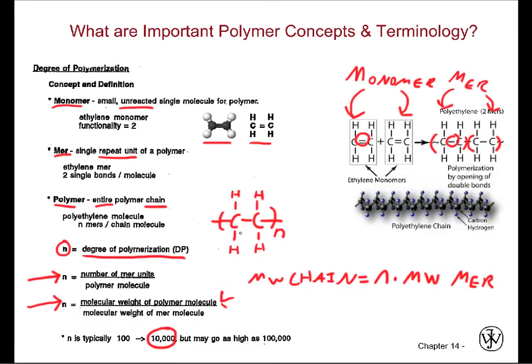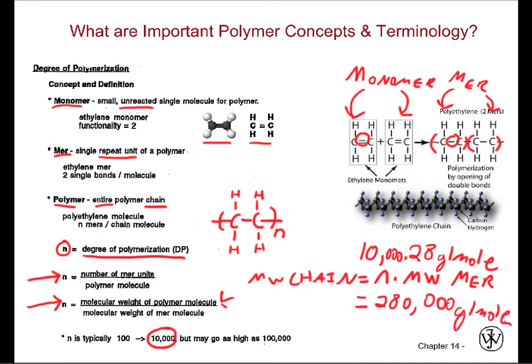So carbon is 12, so we got 12, 12, and then hydrogen is 1, so 1, 1, 1, 1, giving us 28 grams per mole for our molecular weight of the mer. And now we know, given that our N is going to be 10,000, we can find the molecular weight of the chain by multiplying the two together. So that's 10,000 times the 28 grams per mole. So the molecular weight of the chain is going to be equal to 280,000 grams per mole.